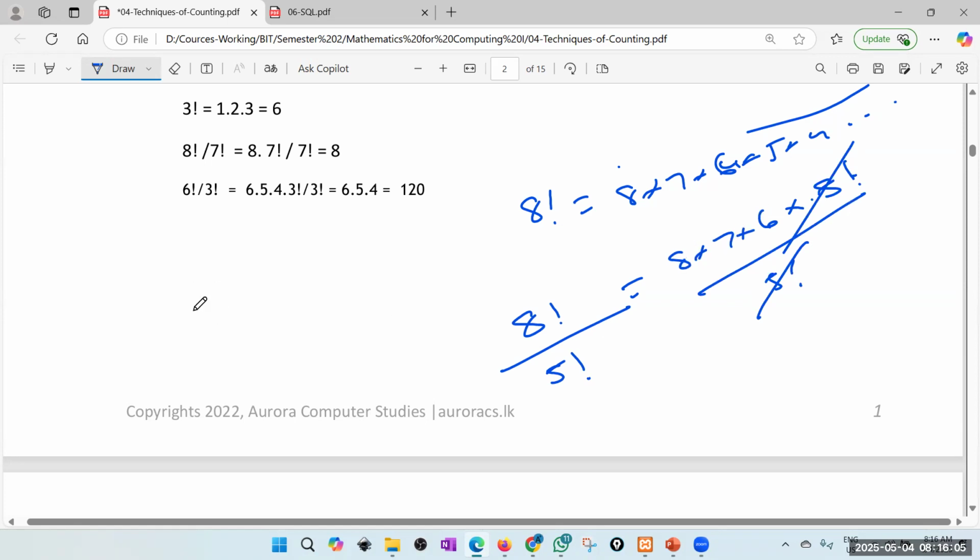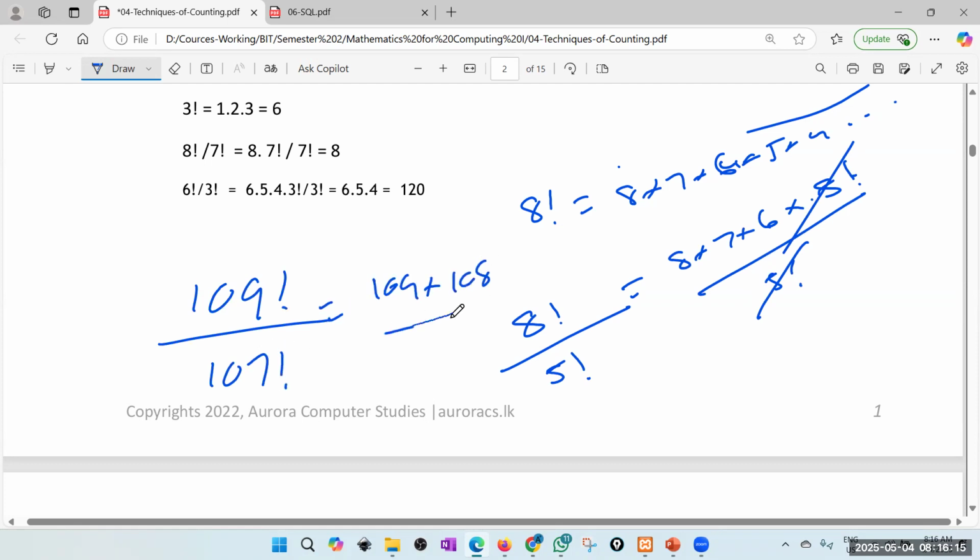If someone asks what is factorial 109 divided by factorial 107, the simple answer is 109 into 108. That's it, because the rest of the stuff gets cancelled. So just keep those things in mind. Otherwise, you will simplify.